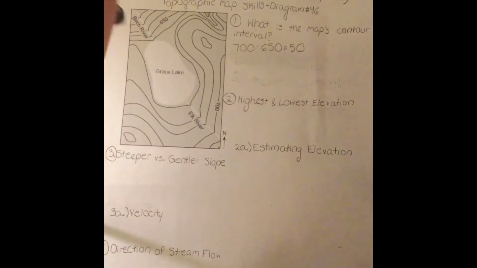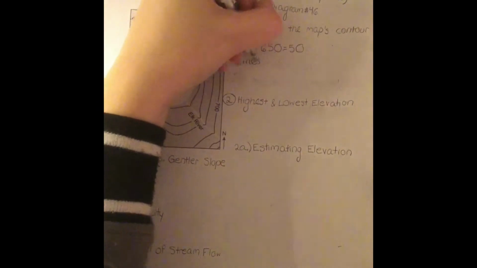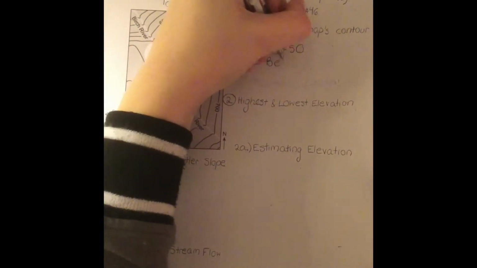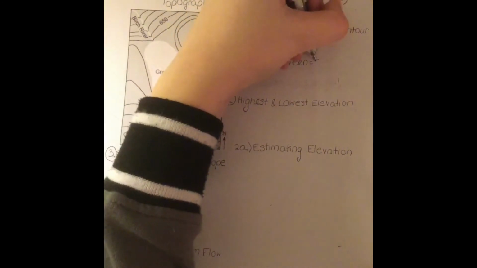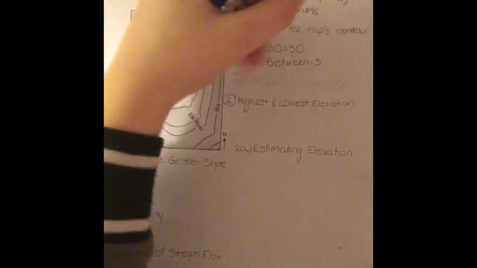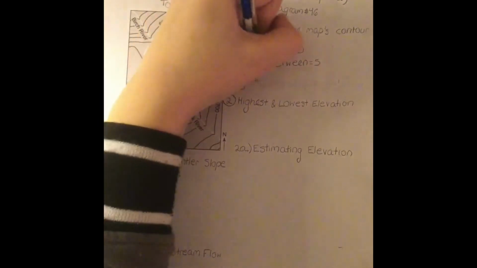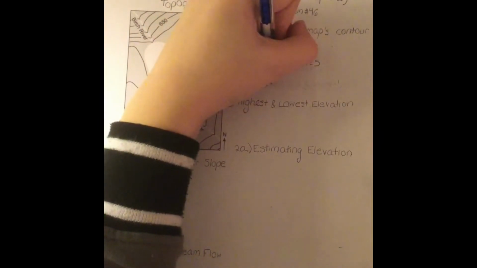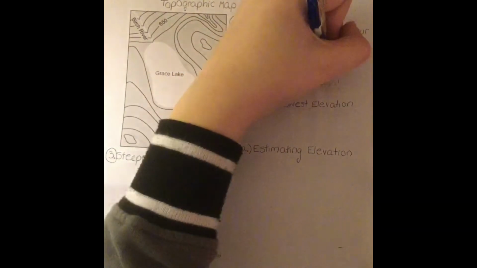And now we look at the lines in between. Here we have 1, 2, 3, 4, 5. So lines in between equal 5. And now we're going to divide the first number we got by the second number we got. 50 over 5 is going to give us a contour interval of 10.